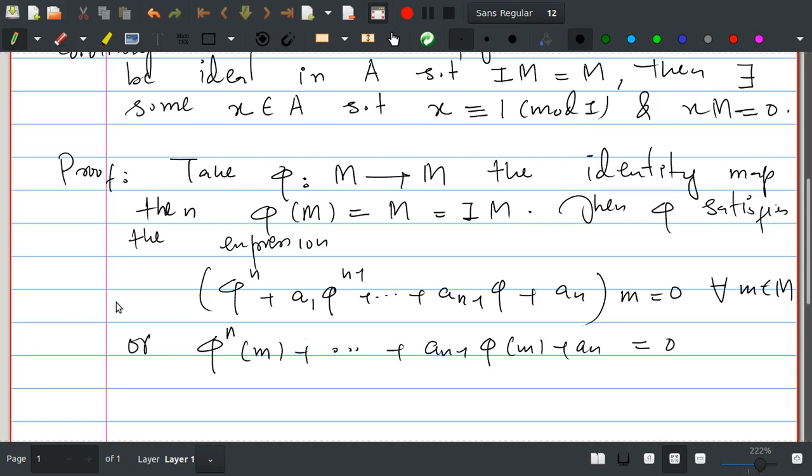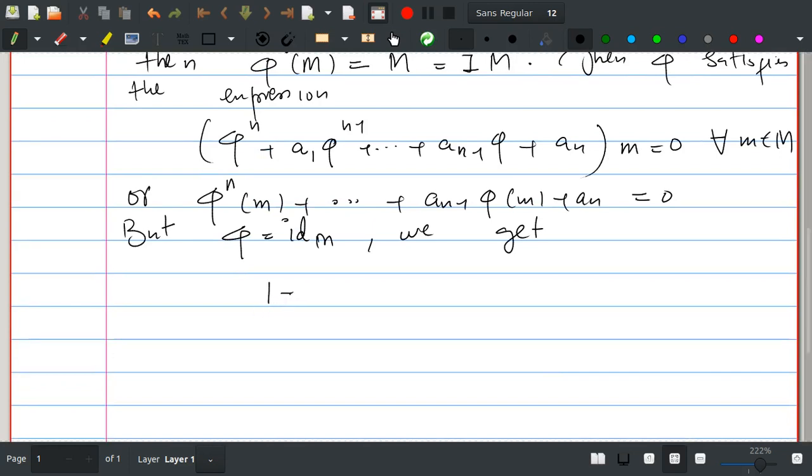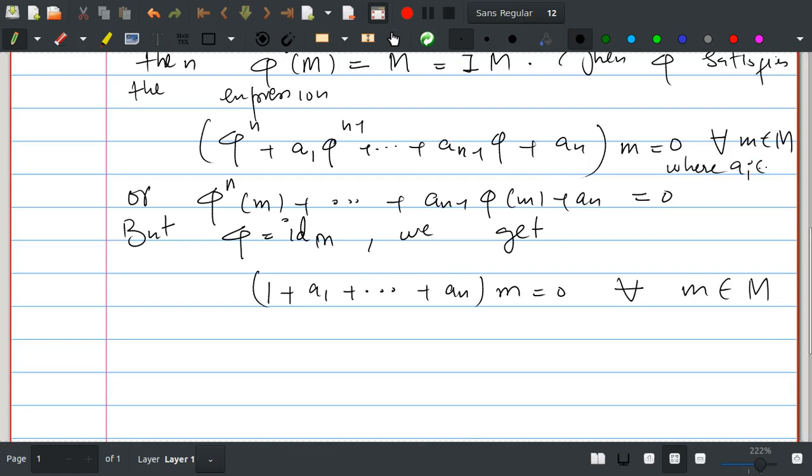But phi being an identity endomorphism on M, we get 1 plus a1 plus so on plus an times m is 0 for all m in M, where ai is in I for all i.